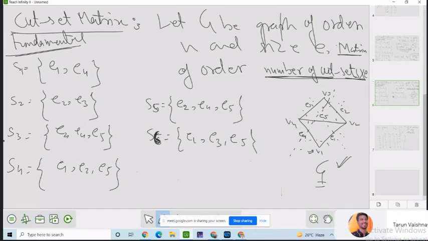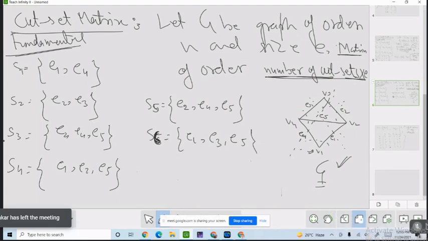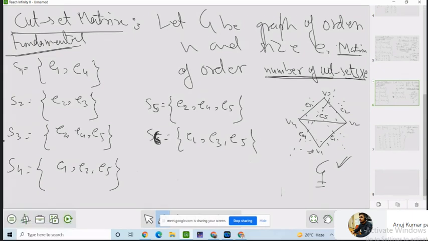Okay, the column will always represent the number of edges, but the row can be represented as the fundamental cut set. First of all you will find all the fundamental cut sets, and in the rows, first fundamental cut set, second fundamental cut set, and third fundamental cut set. If an edge lies in the first fundamental cut set, we will write 1, otherwise 0. Which edges lie in the second fundamental cut set, you will write 1, otherwise 0. The edges that lie in the fundamental cut set, we will write 1 there, and those that do not lie, we will write 0.